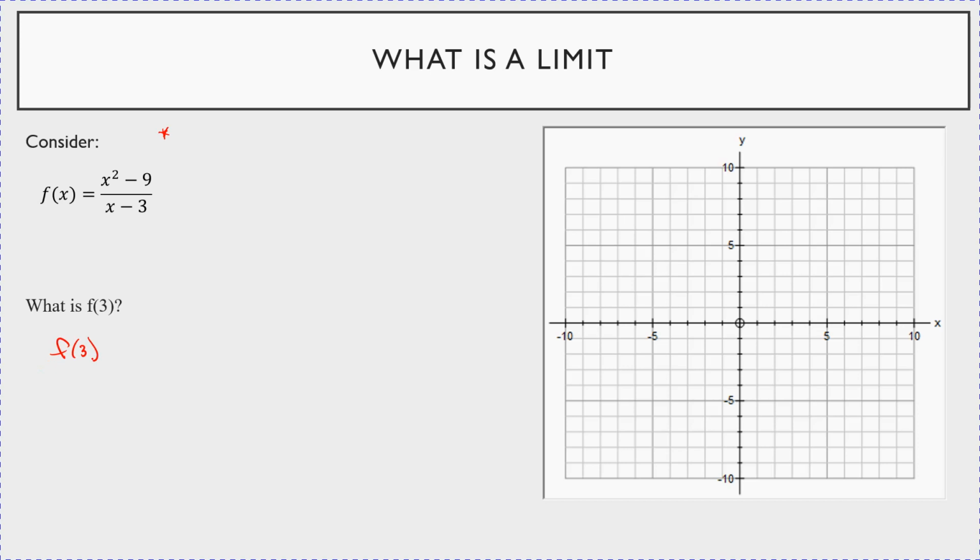If you were to do this, you would plug 3 in for x, and look what happens. You get 9 minus 9 over 3 minus 3. This is wild. You get 0 over 0. Well, we know we cannot divide by 0. All right, so this is bad.